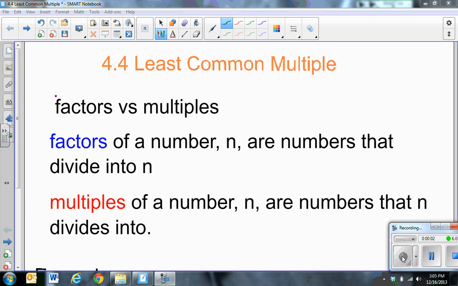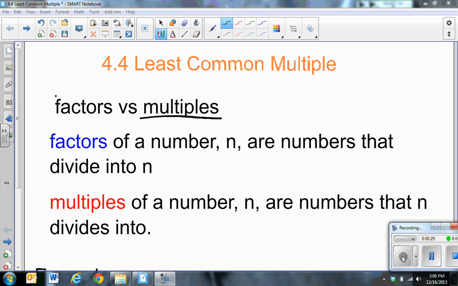Okay, so we're going to turn now to something called the least common multiple. And before we learn what that is, we need to distinguish between factors and multiples. Multiples is the new word you're seeing today, and factors we worked with in the last section. What we know about factors is that factors are numbers that divide into the number we're interested in.